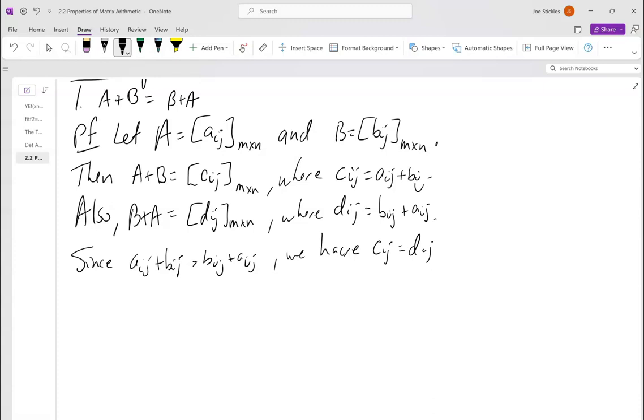And again, if we're going to show that two matrices are equal, we want to show that they have the exact same entries. We used c sub ij to denote the A plus B. We use the d sub ij to denote the B plus A. They have to be the same. So therefore, A plus B must be equal to B plus A.